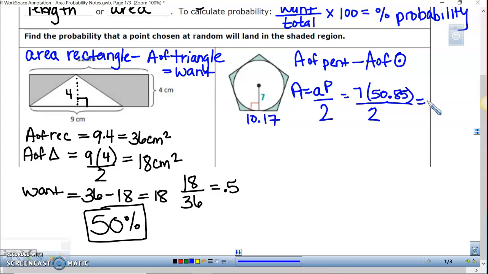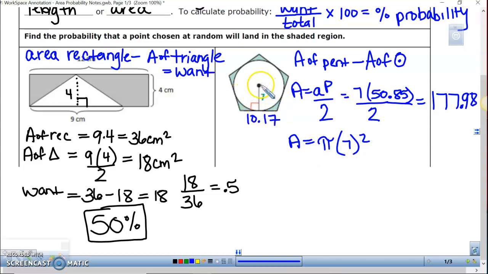And we're going to divide that by 2, and we're going to get an area of 177.98. Okay, let's just say we're rounding to the hundredth. All right. Now that's the area of our pentagon. Now we want to find the area of the circle. So that is pi r squared.